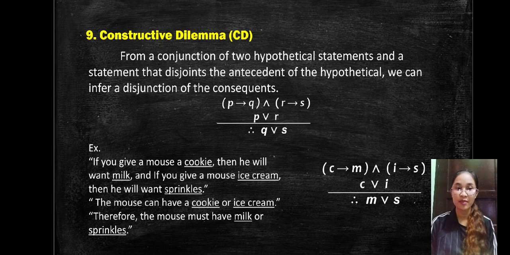Example, if you give a mouse a cookie, then he will want milk. And if you give a mouse an ice cream, then he will want sprinkles. The mouse can have cookie or ice cream. Therefore, the mouse must have a milk or sprinkles.